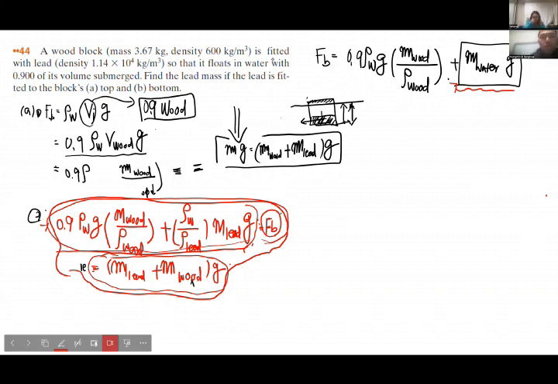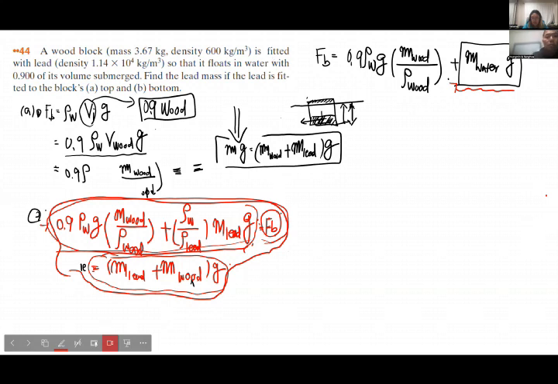I got the mass of lead is 0.9 times density of water, parentheses, mass of wood over density of wood, minus mass of wood, times parentheses, density of lead over density of lead minus density of water. Well, maybe that's the same answer, just expressed a little differently in the formula. But I think it is probably the same answer.